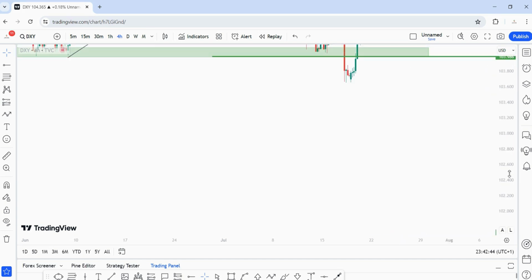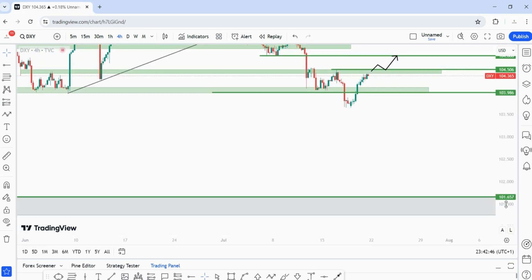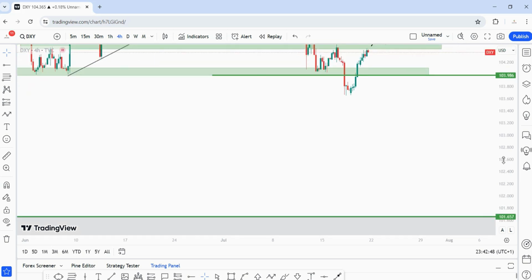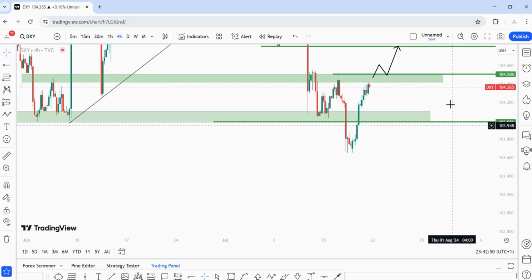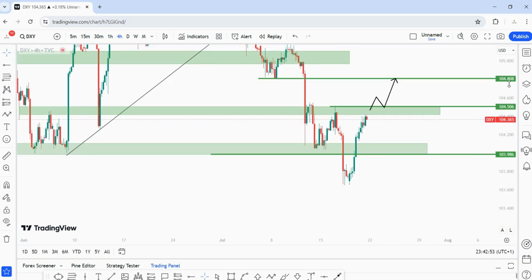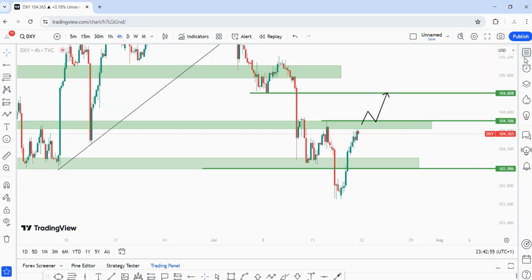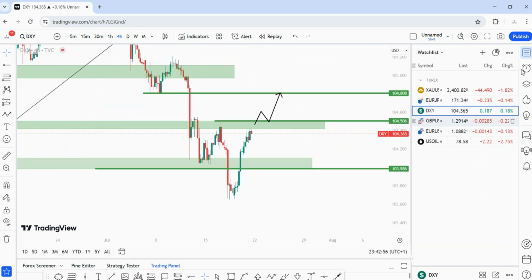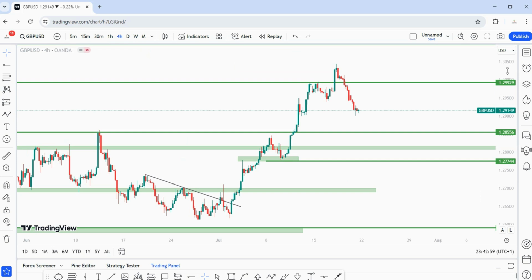And if we continue lower, my bearish target is 101.657. Huge move. All right, but for bullish targets, 104.808. So that is that on DXY. The next on my list is GBPUSD, which I didn't analyze last week.